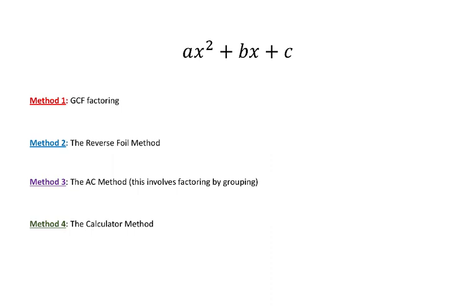So just as a reminder, a trinomial is a polynomial with 3 terms, and a quadratic is a polynomial where the degree is 2. That means the highest power is 2. So the general form of a quadratic is written as ax squared plus bx plus c, and in this video we'll talk about the case where a is a number bigger than 1.